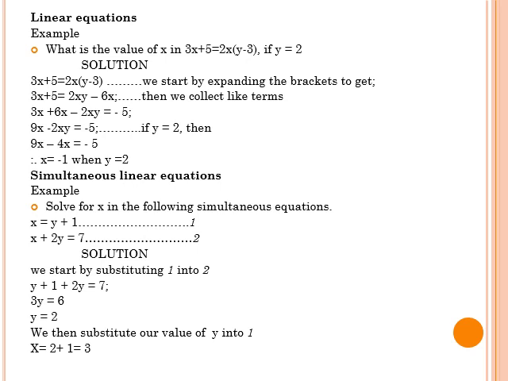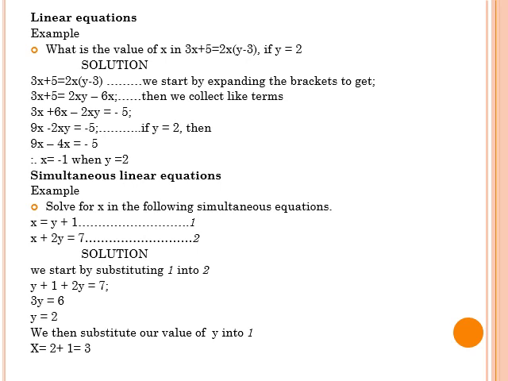Here we already have the value of x to be y plus 1. So if we take this value of x as y plus 1 and substitute it into equation 2, we'll have y plus 1 plus 2y is equal to 7. Good. So when we add, we get 3y is equal to 6. If we divide both sides by 3, we get y is equal to 2.